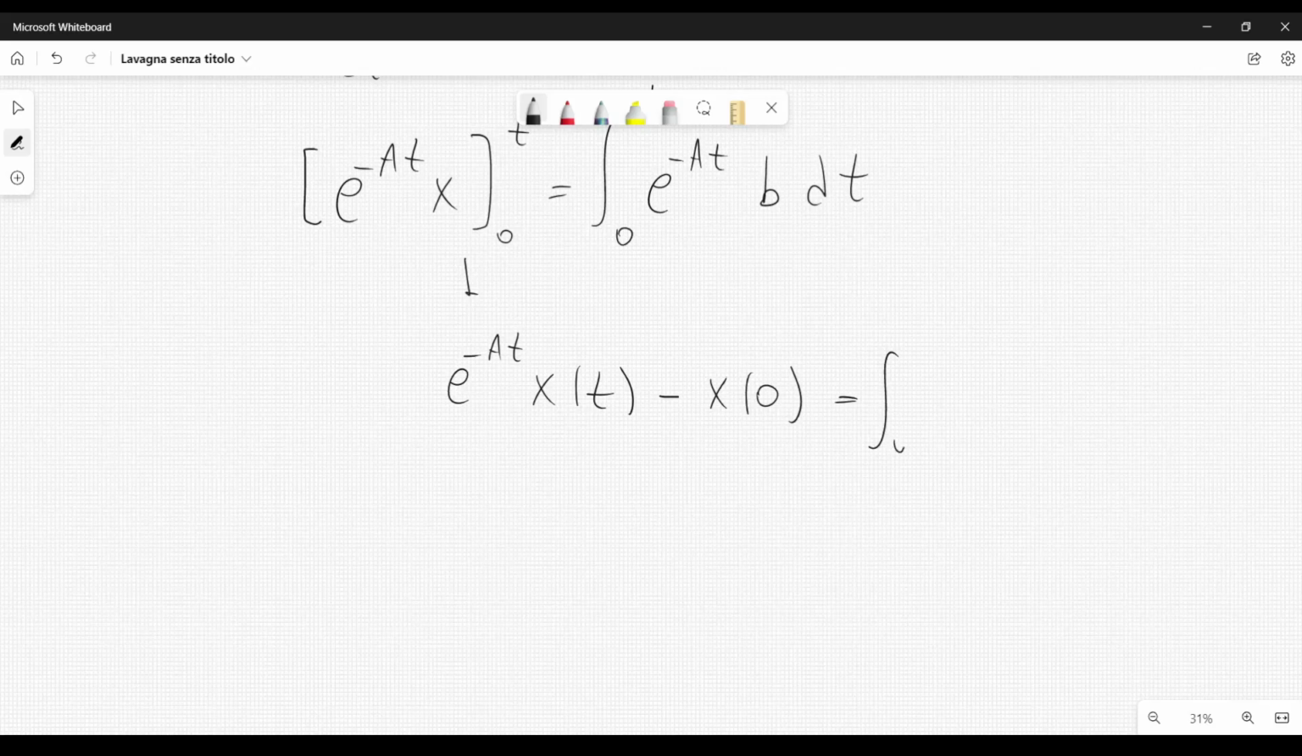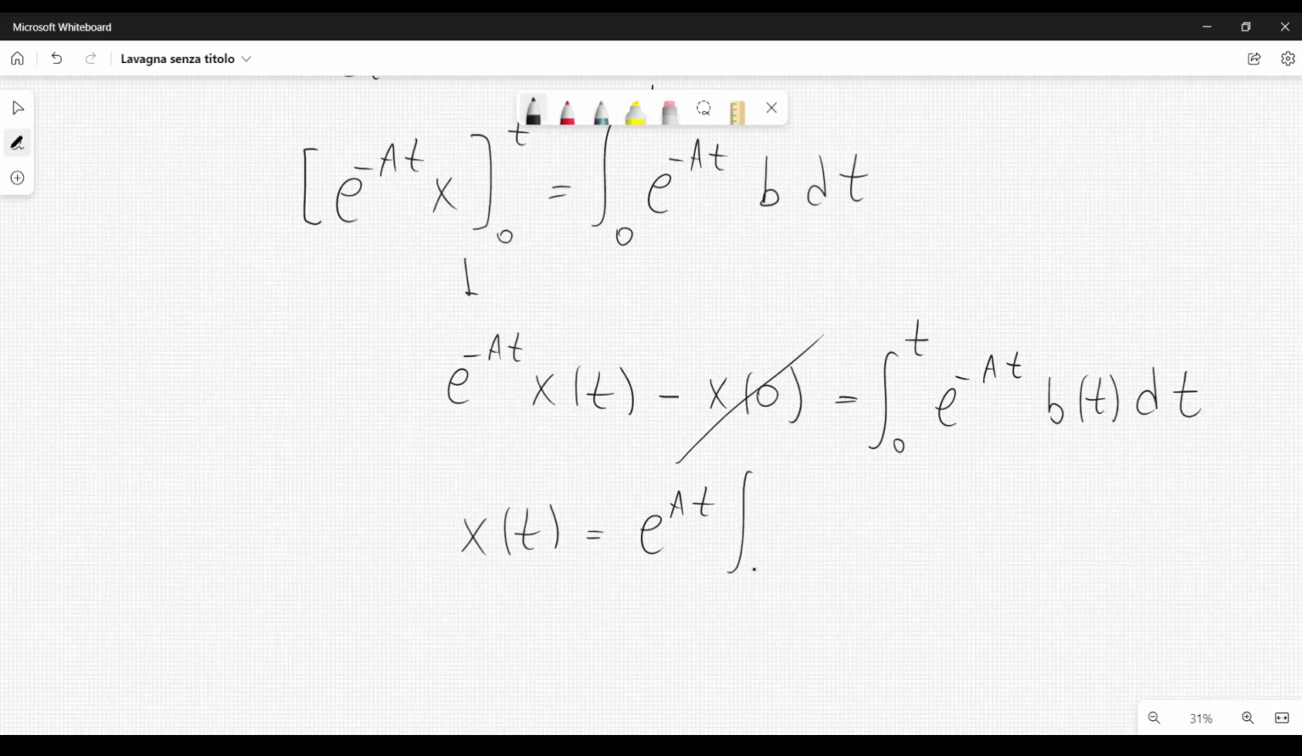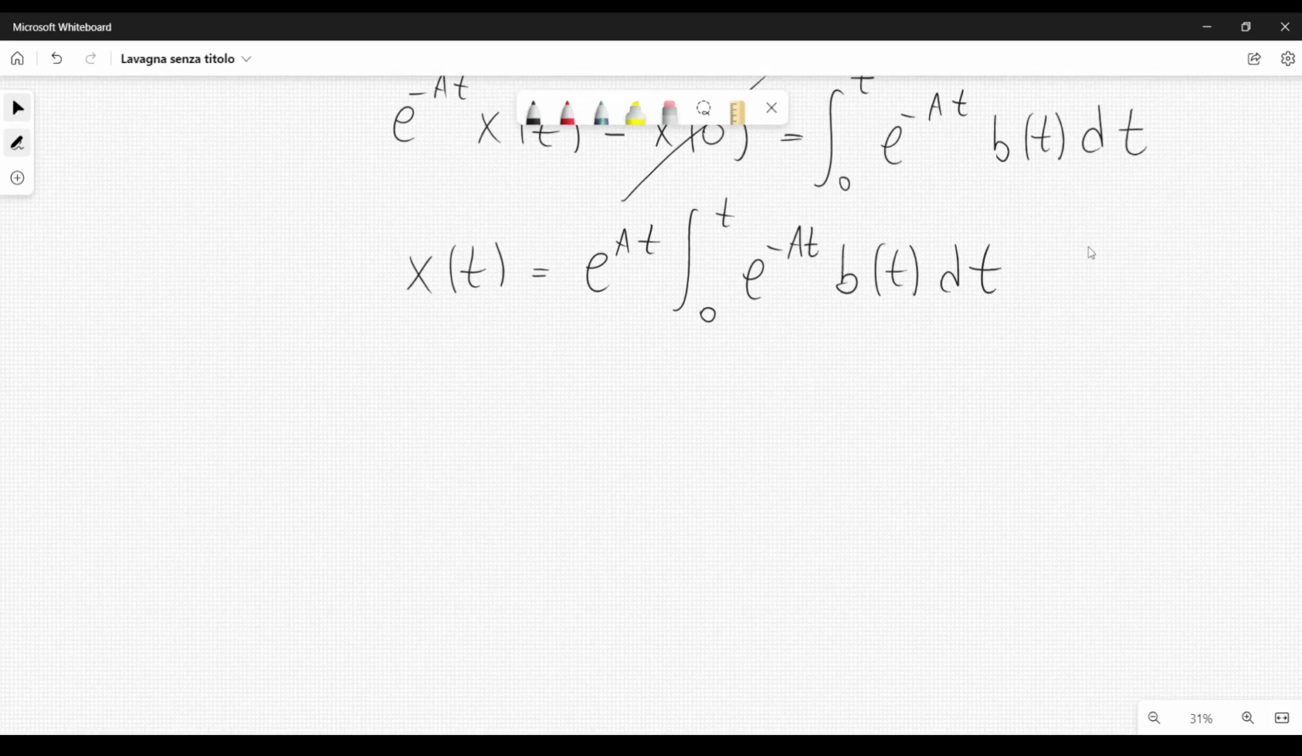And here we have the integral from 0 to t of e to the minus at b of t dt. Now remember that x of 0 is 0 in our case, so we can rewrite the solution like this. x of t equal to e to the at times the integral from 0 to t of e to the minus at b of t dt. And formally, we can also rewrite this like this.